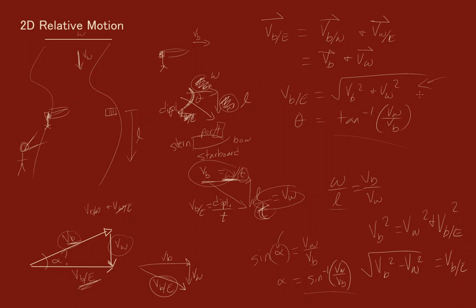So that's probably the hardest thing students struggle with, just because you're drifting 45 degrees downstream doesn't mean that you should aim 45 degrees upstream to go straight. That's not how that works. That's all I got.